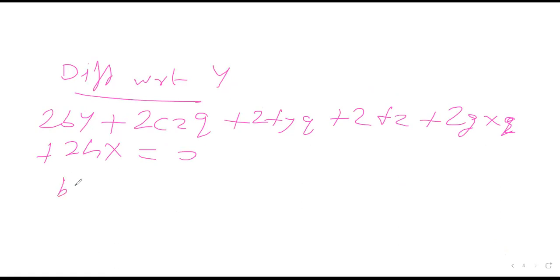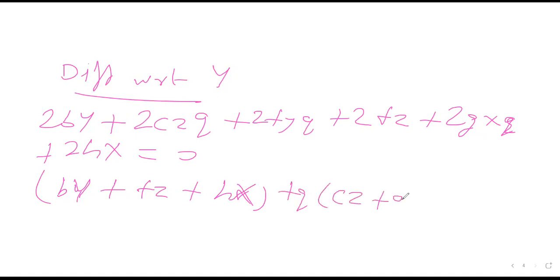Rearrange it. You get by plus fz plus hx plus q times (cz plus gx plus fy). This is the second part.